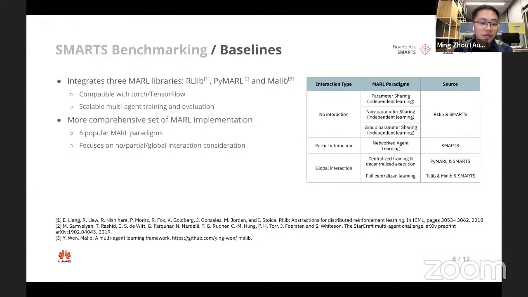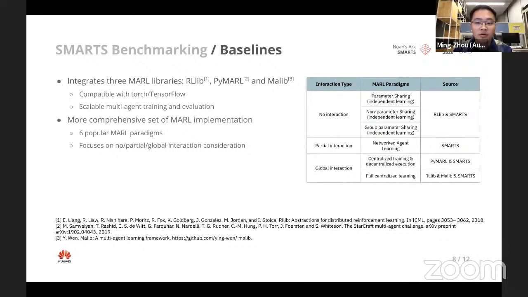For multi-agent learning, training efficiency and scalability are always critical aspects, and also for its application in autonomous driving. To support these requirements, we've integrated three popular multi-agent reinforcement learning libraries: RLlib, PyMARL, and MyLib, respectively. In summary, with the support of these libraries, we can easily train or evaluate multi-agent algorithms.